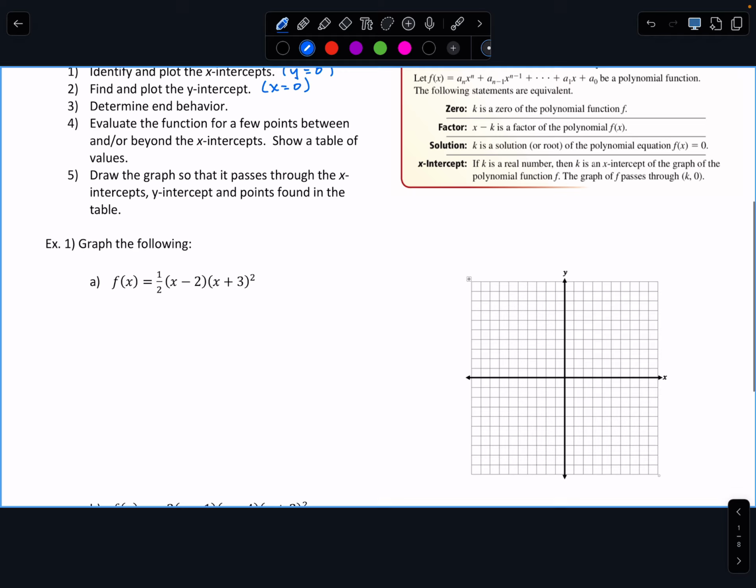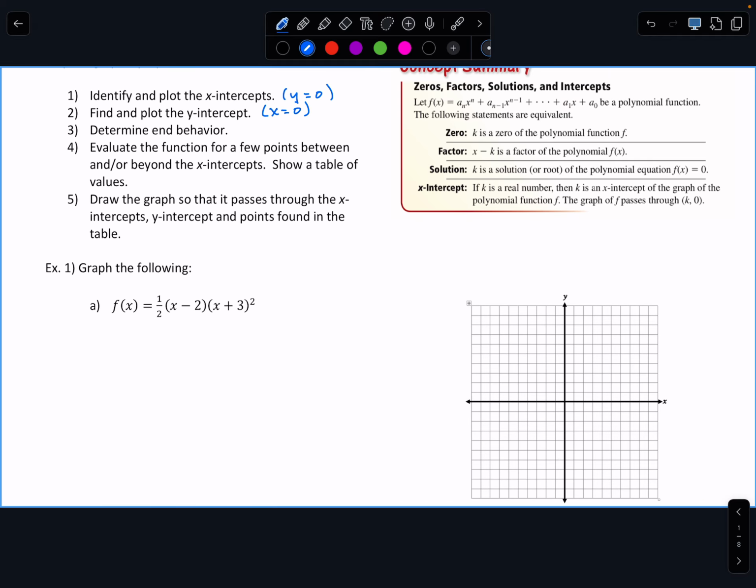So when we go to graph the following, the first thing that we're going to do is identify the x-intercepts. And that is when y is 0. So set the function equal to 0, and it's already in factored form. So it should be easy to identify those zeros.